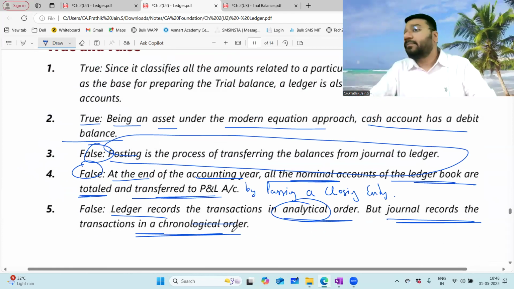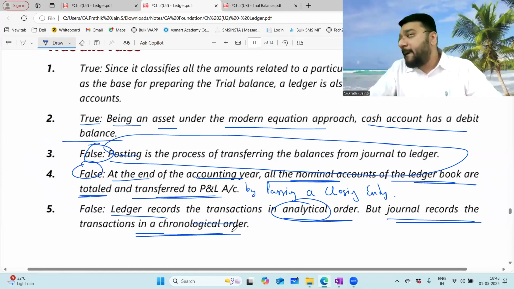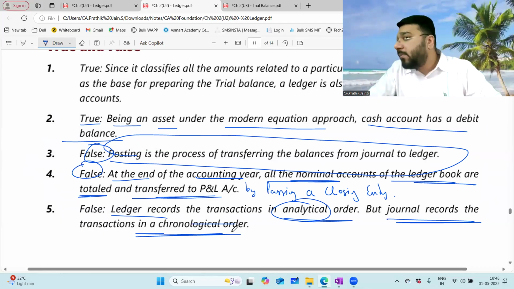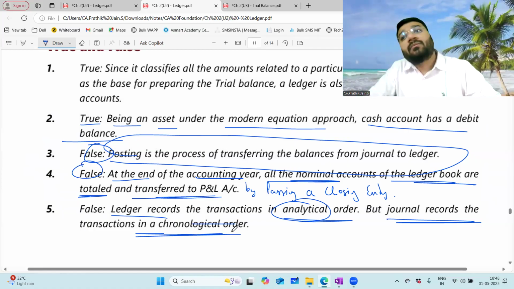Yes, Kana. Sir, we know this is a ledger lesson. So we have changed that chronological order to analytical order. But in our exam paper, we don't know if it's journal or ledger. So we can change ledger to journal also for chronological order. Like in this question, instead of ledger, we can change it to journal also. So journal is being recorded in the chronological order also. We can change now.